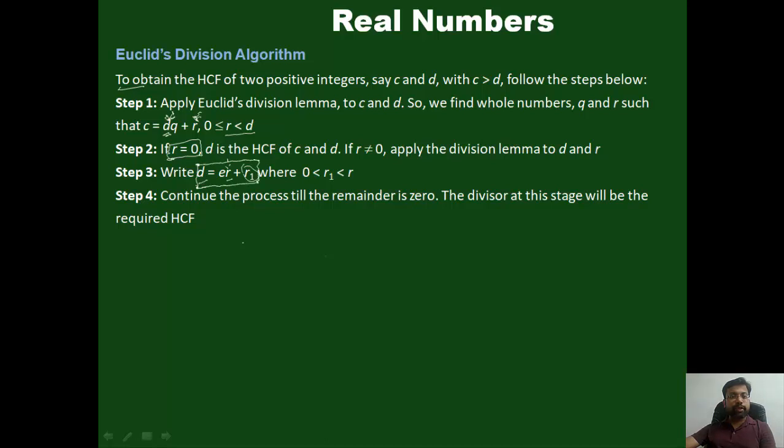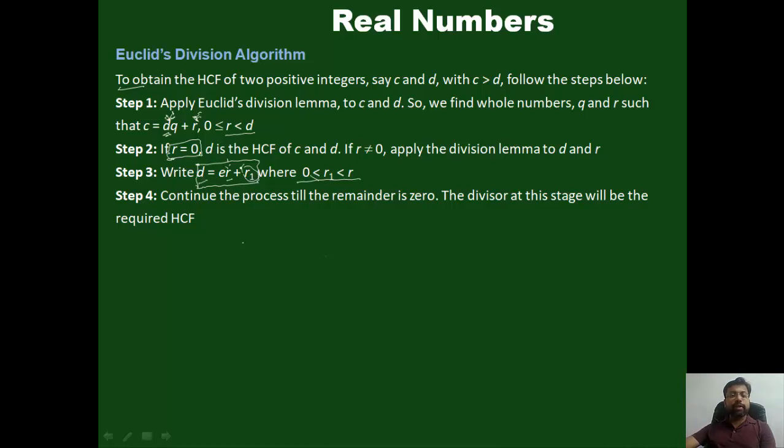Then in the second step, what we did was we took the divisor from the first step, which was the number D, and we took the remainder as the divisor in this case. So you have two positive integers D and R. They can be related as D is equal to ER plus R1, where R1 lies between 0 and R. Here the equality sign would hold on R. Here R1 can be equal to 0 as well. So that was missing here. So there would exist these two numbers E and R1.